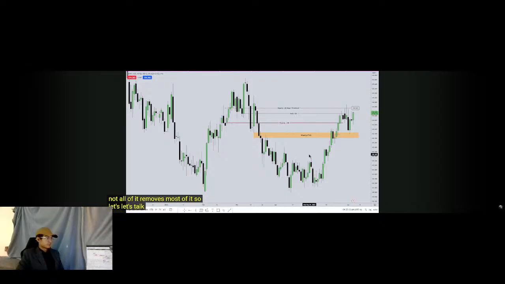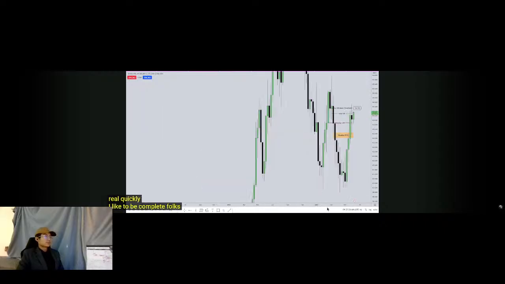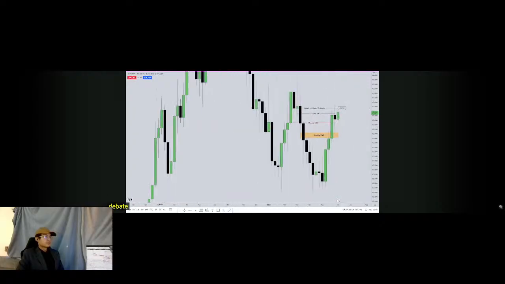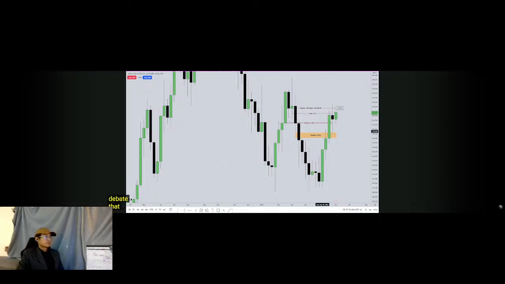So now let's talk about, and again, before I get into any discussion, I want to take you back to the weekly chart and show you what this is again, this shaded area right here, real quickly. I like to be complete, folks. I don't like to leave anything up for debate.